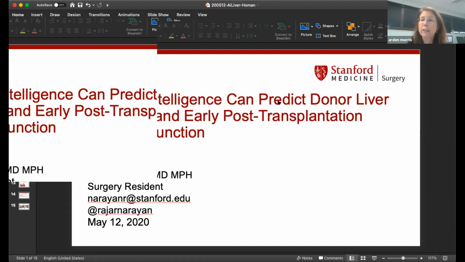Okay. Dr. Hahn says, great work, Raja. How good was the pathologist concordance? So not great sometimes. It would vary depending on the quality of the slide as well.